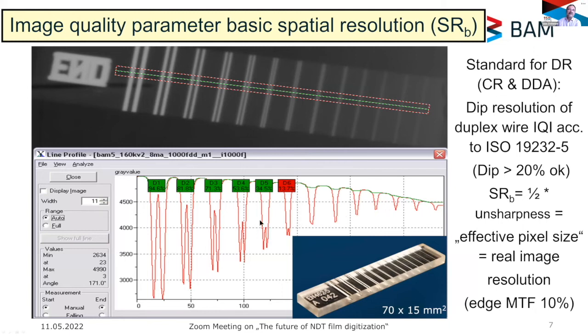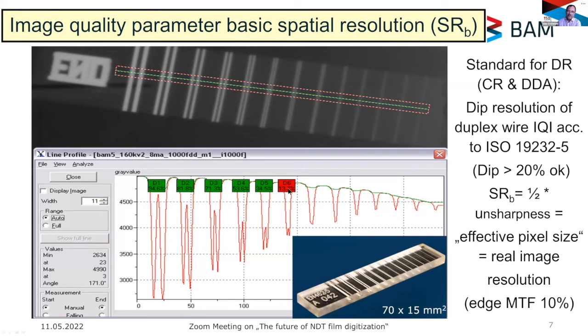And so basically for each of the systems you measure, you get a region where you have a green indication, where you have a dip above 20%, and then you have a red indication range where the dip is below 20%. And this is what we are looking for. And then you have another region where you cannot resolve any dip. And so the limiting resolution is where the largest dip is smaller than 20%.